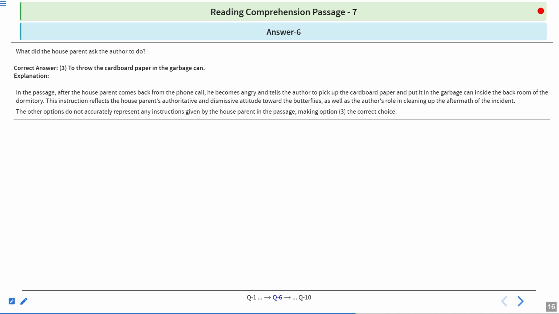This instruction reflects the house parent's authoritative and dismissive attitude towards the butterflies, as well as the author's role in cleaning up the aftermath of the incident. The other options do not accurately represent any instructions given by the house parent in the passage, making option 3 the correct choice.